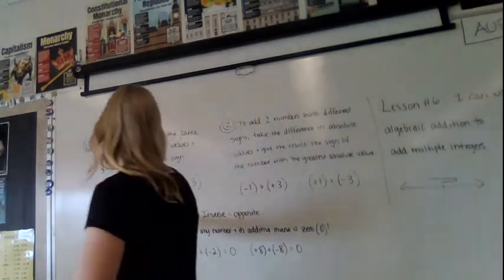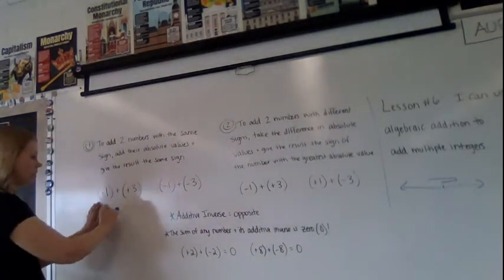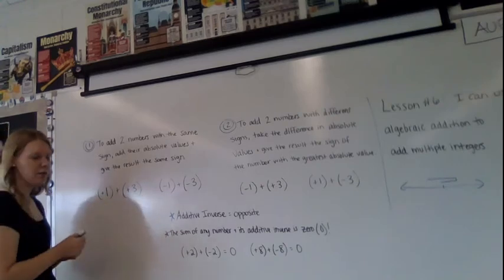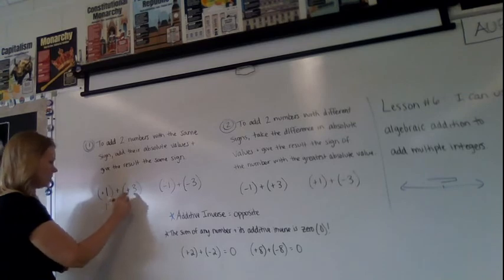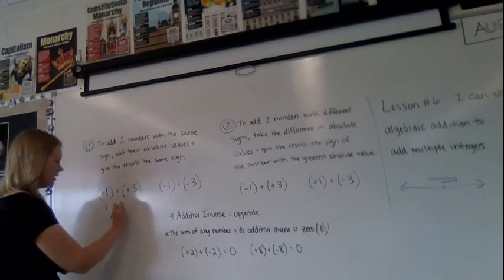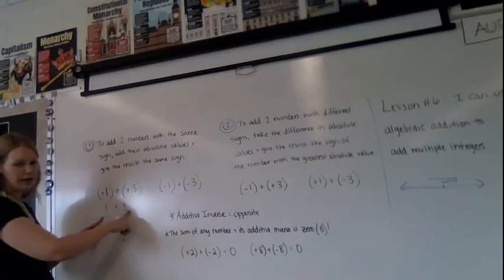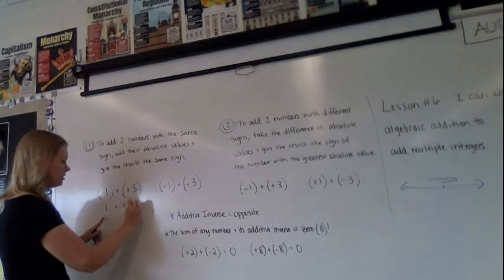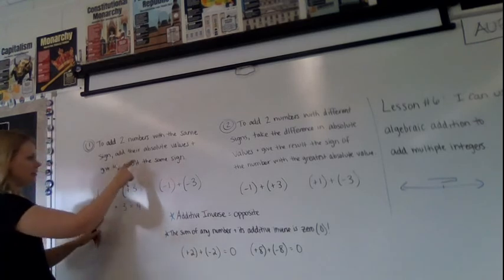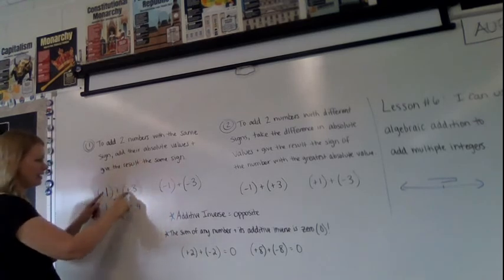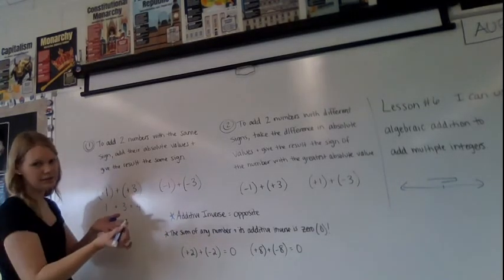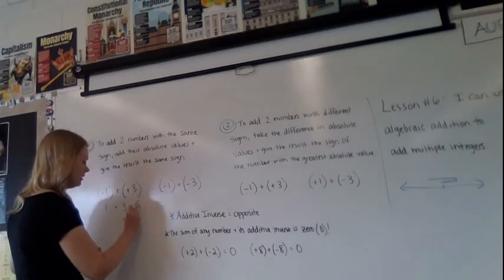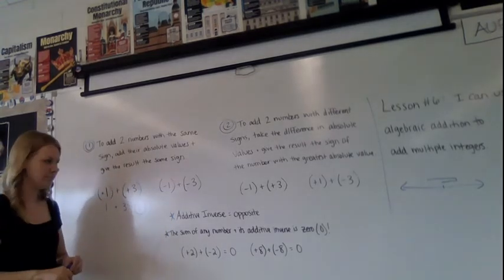For example, here we have positive 1 plus positive 3. The absolute value of positive 1 is 1, and the absolute value of positive 3 is 3. When we add those absolute values together, we get a result of 4, and then we assign the same sign as the numbers we were adding together, which would be positive. I don't need to necessarily write a positive sign, and so we get 4.